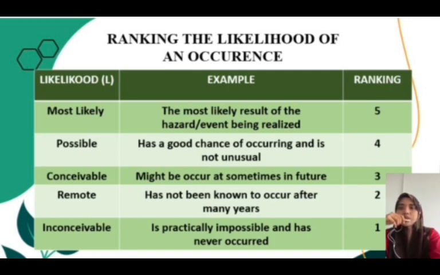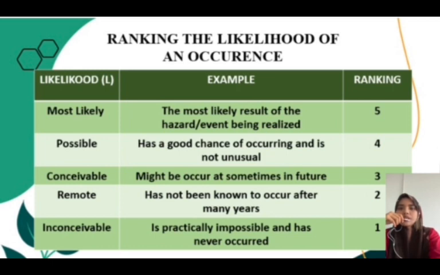My name is Nurul Anisa binti Ramli, and today I will be presenting about likelihood and severity of hazard. So first, I will be presenting about the ranking likelihood of an occurrence. As we know, we have 5 types of likelihood, and each likelihood has its own ranking. For the first ranking, the likelihood is inconceivable. The example is practically impossible and has never occurred.